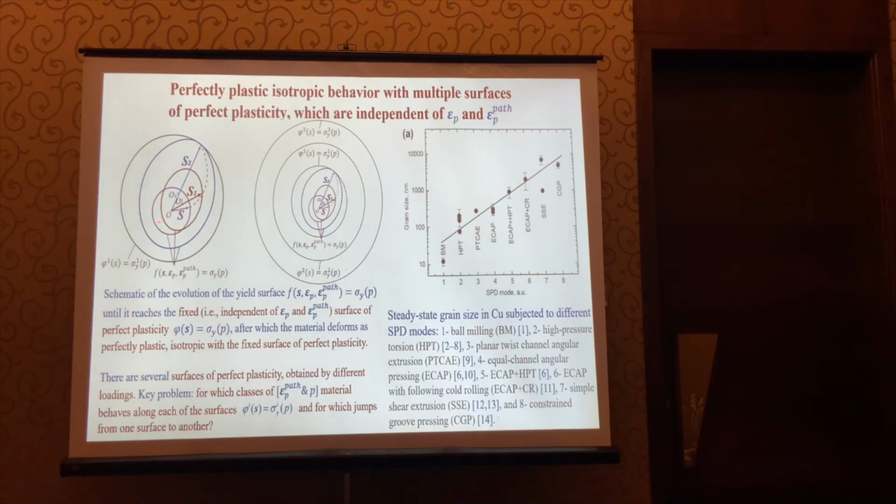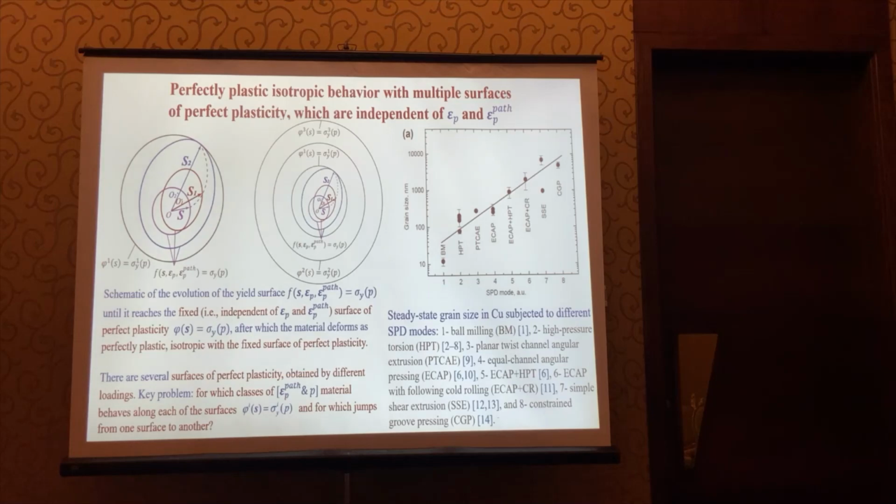And what happens? During loading, the stress vector and the yield surface reach this surface of perfect plasticity and then move along it. That is why the material behaves like perfectly plastic, isotropic, and independent of plastic strain and plastic strain path. This is more or less clear for us.